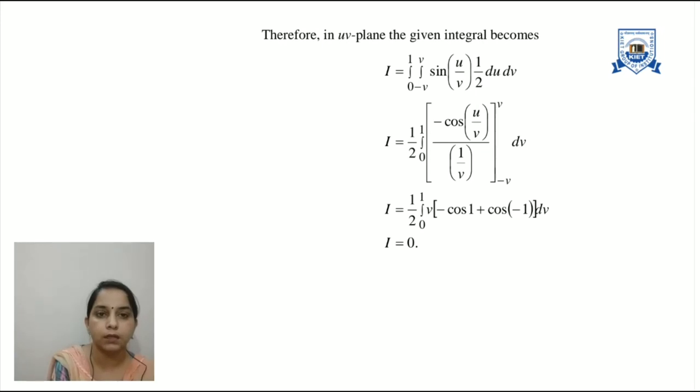Now integrating, what do we get? We get minus cos 1 plus cos of minus 1. What is the value of cos of minus theta? Is cos theta an even or odd function? Cos theta is an even function. So cos of minus 1 comes out to be cos 1, and we get the value of the integration equal to 0, that we were to prove as asked in the question.